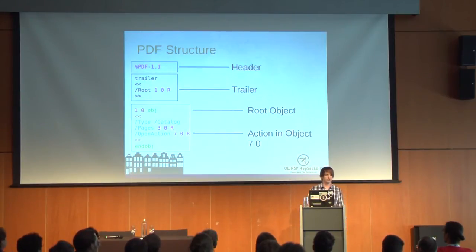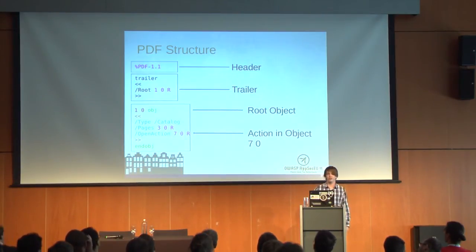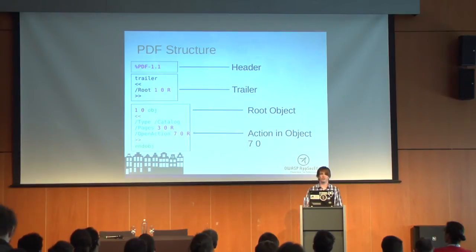Then you need the root object. The root object can specify actions like open action, which basically tells PDF, as soon as the PDF is open, go to this object and execute the action you specify there. There are also other actions which are called additional actions, where you can say, when this page is printed, do stuff, when it's opened, when it's closed. And that's the way you can execute stuff.